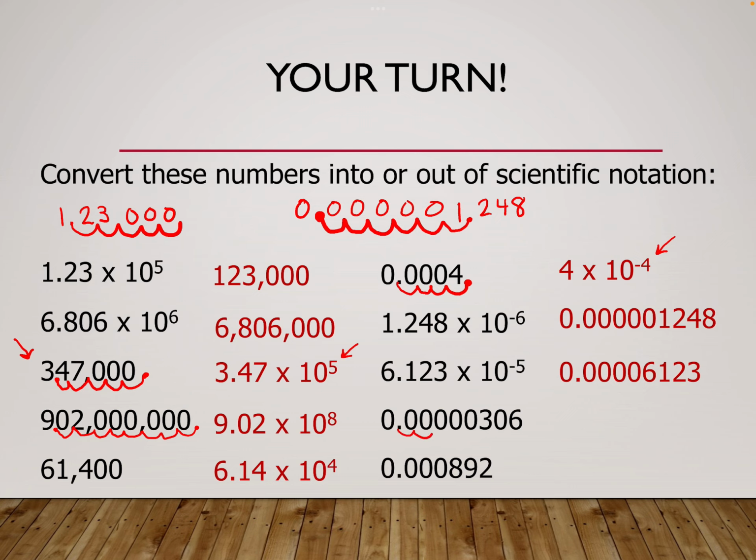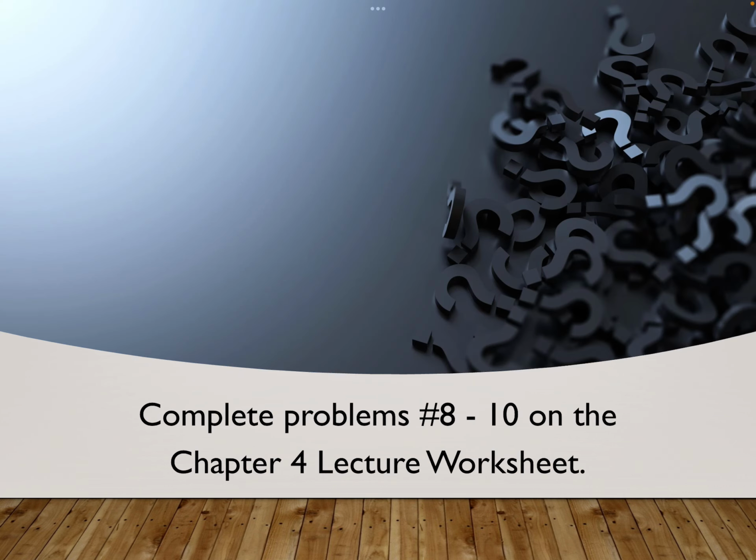This here, we're going to move it 1, 2, 3, 4, 5, 6 right there. And so this becomes a negative 6 to indicate that it came from a very small number. Same thing with the bottom one. It'll be a negative 4 to indicate it was from a very small number.